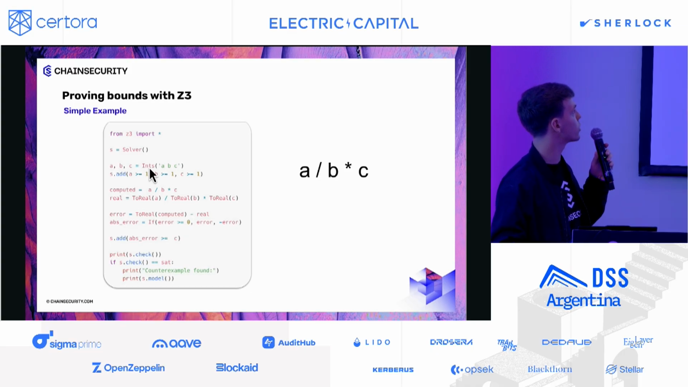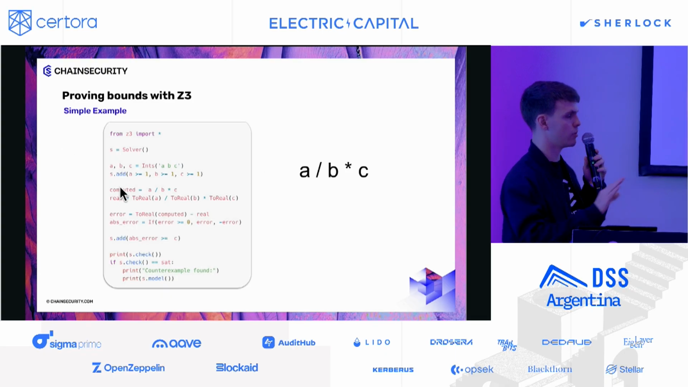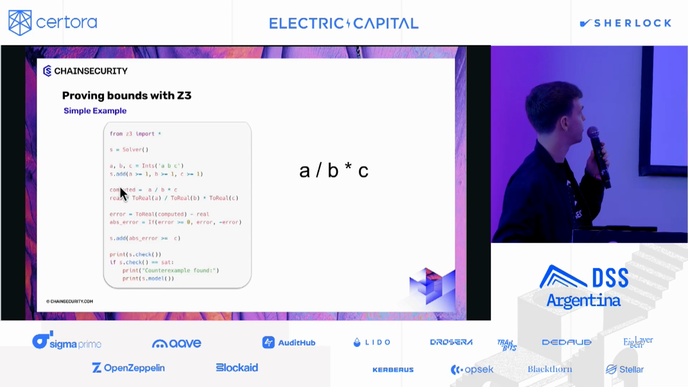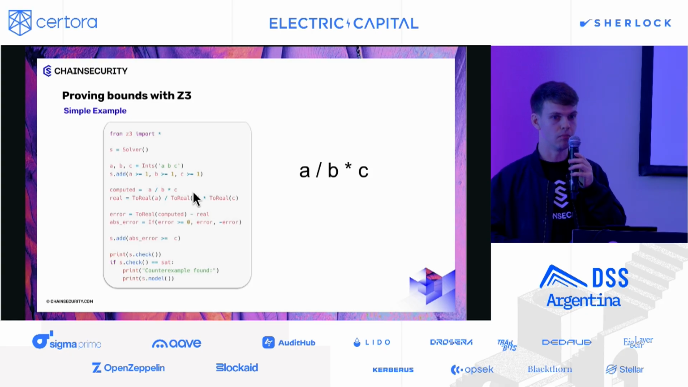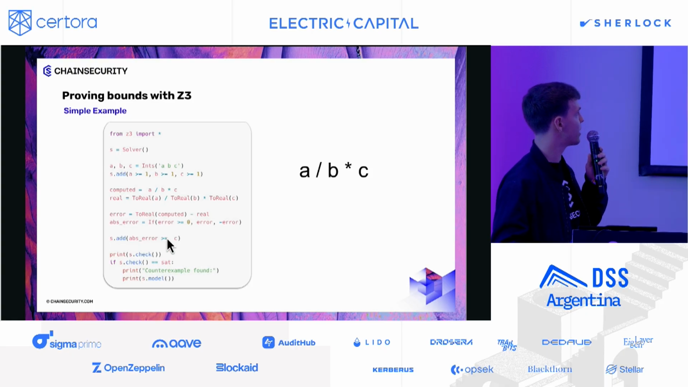Basically the way it works, you just import Z3, right? Then you have A, B, C, you define your integers, and you can set some bounds. In my case, I just want them to be bigger than 1. That's enough. And then I just put the two formulas I want to compare. The computed one on chain, where I don't do anything, it's going to do integer math by default. And the real one, where I convert to real values to get the actual real value result. And then I can compute the error and the absolute error.